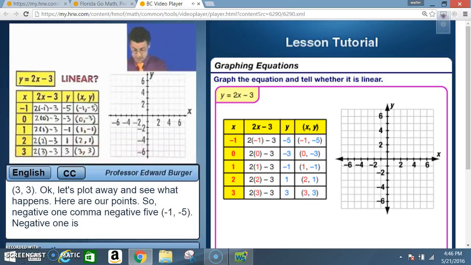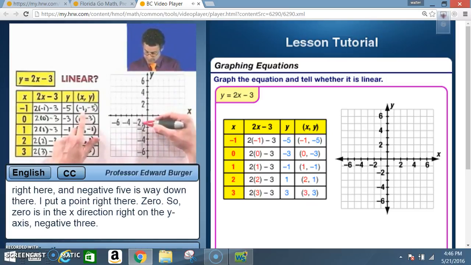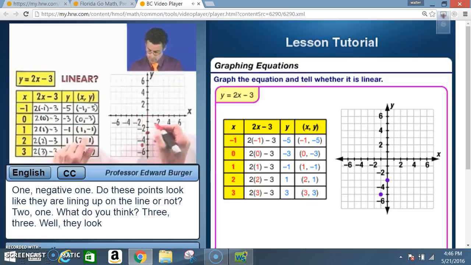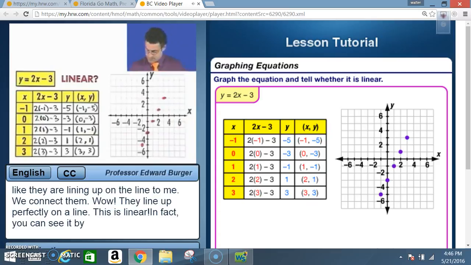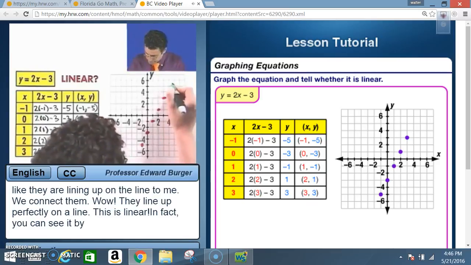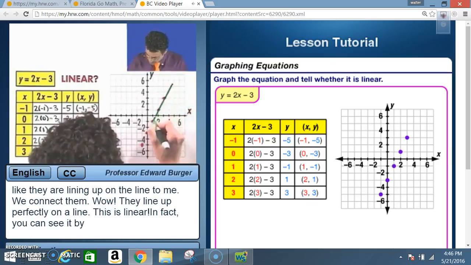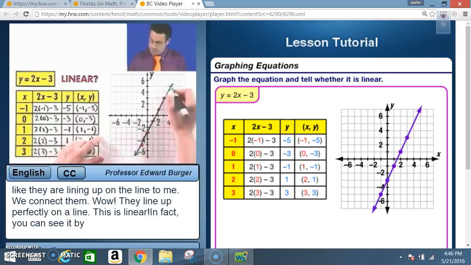So here are our points. So -1, -5. -1 is right here. -5 is way down here. Put a point right there. 0, so 0 in the x direction, right on the y-axis. -3. 1, -1. These points look like they're lining up on a line or not? 2, 1. What do you think? 3, 3. Boy, they look like they're lining up on a line to me. If we connect them, wow, they line up perfectly on a line.